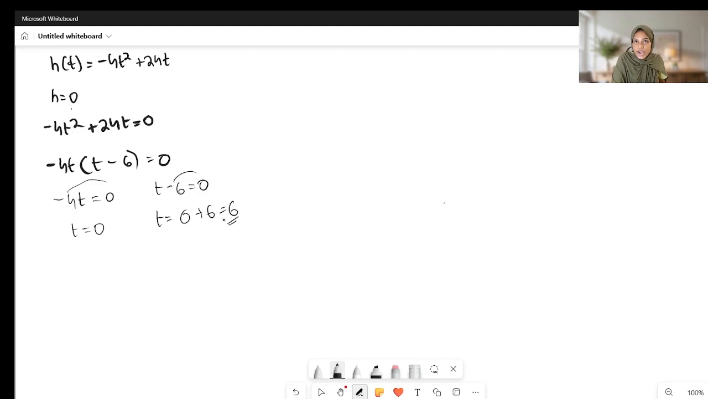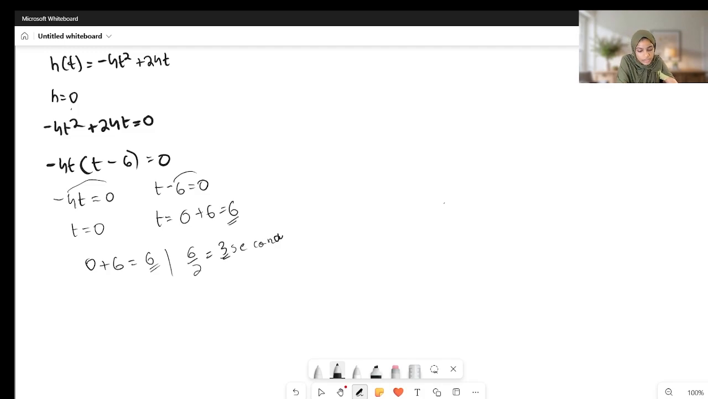Now we need to find at what time it will reach its maximum height. For that we need to add both of these times, which is 0 and 6. So 0 plus 6 is equal to 6. And now we need to divide it by 2. So 6 by 2 is equal to 3. So we found that it reaches its maximum height in 3 seconds.